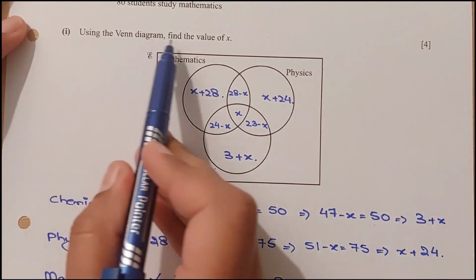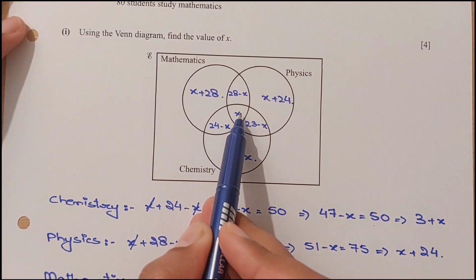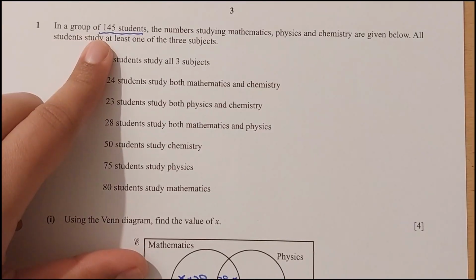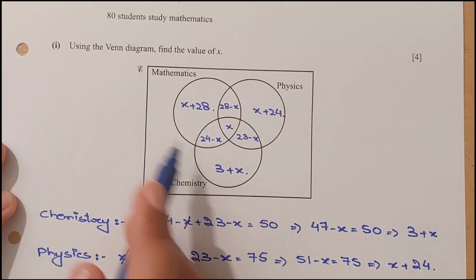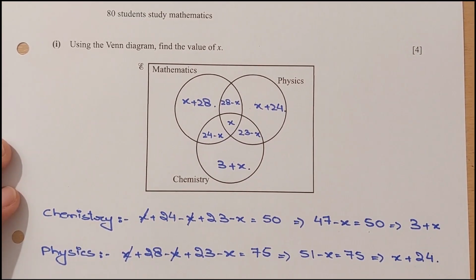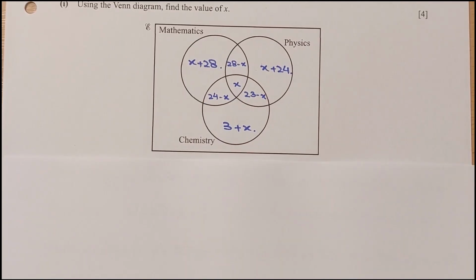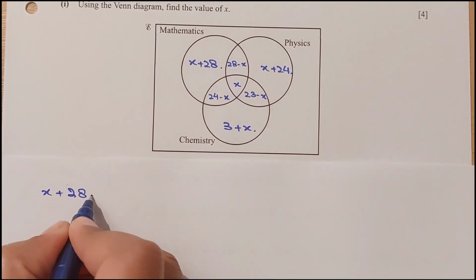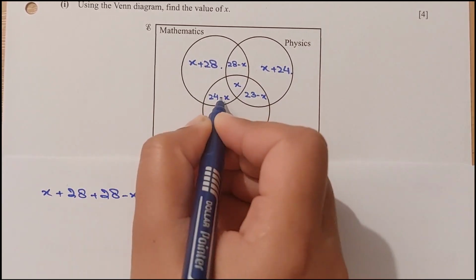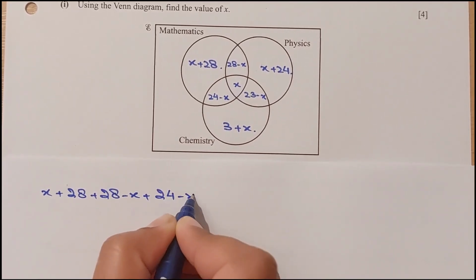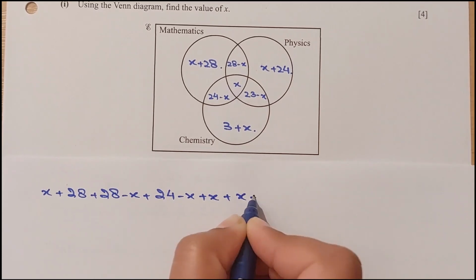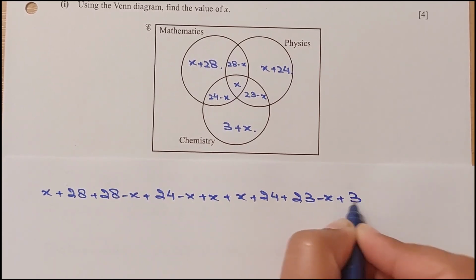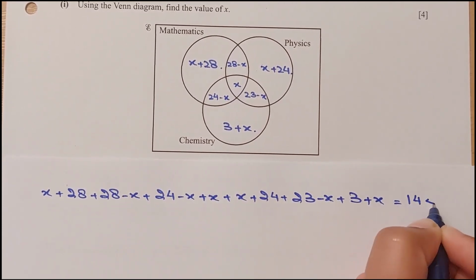Now for number 1, using the Venn diagram, find the value of X. We have to solve for X. We know the total number of students is 145, so we sum all of them and set it equal to 145, and we can get the value of X. So for mathematics X plus 28, plus 28 minus X, plus 24 minus X, plus X, plus X plus 24, plus 23 minus X, plus 3 plus X, this is 145.